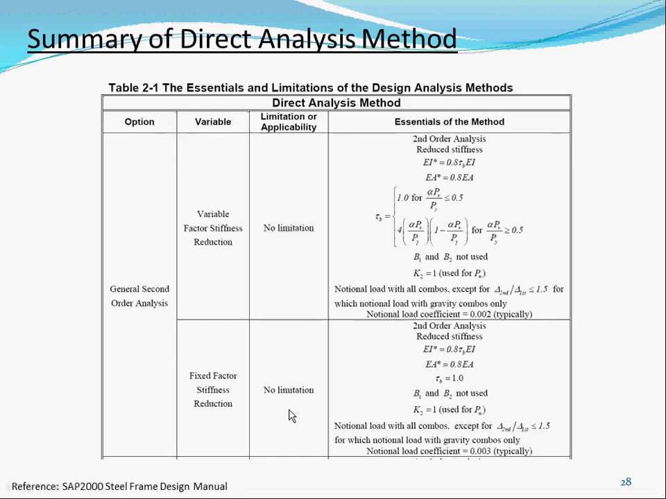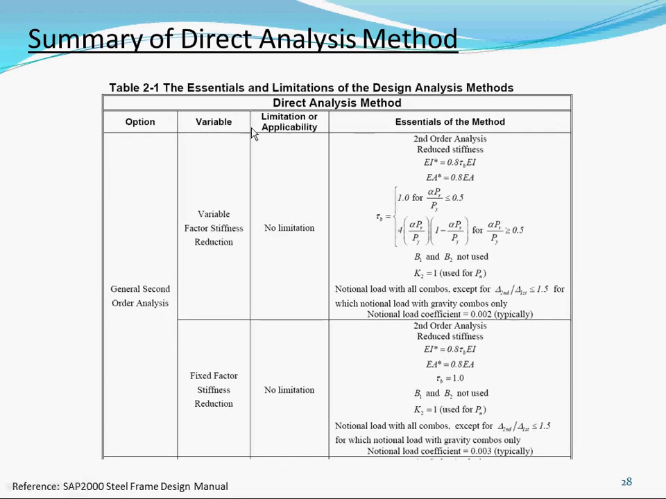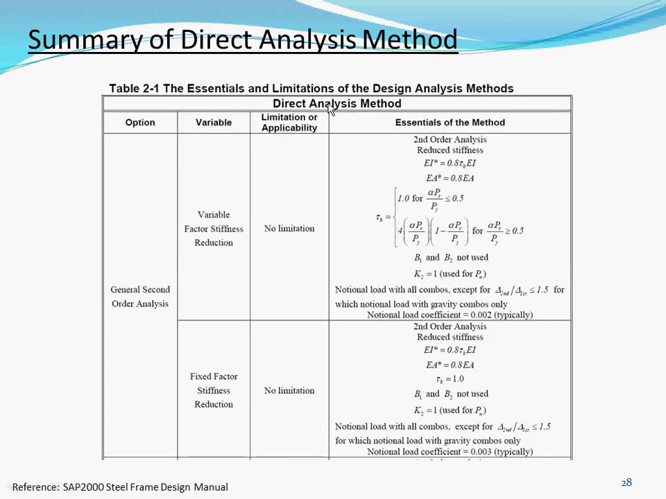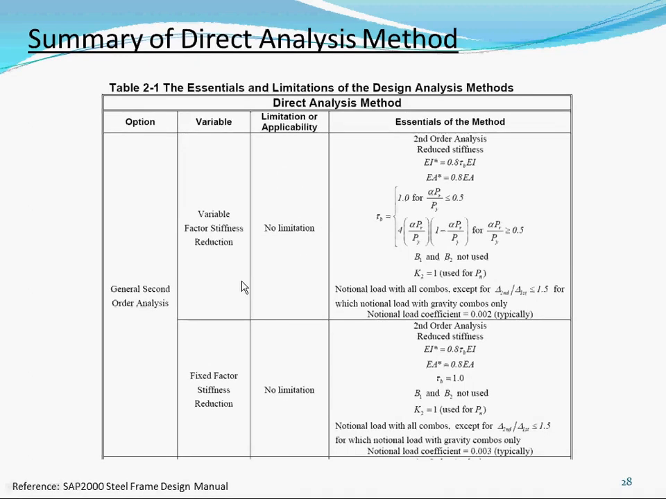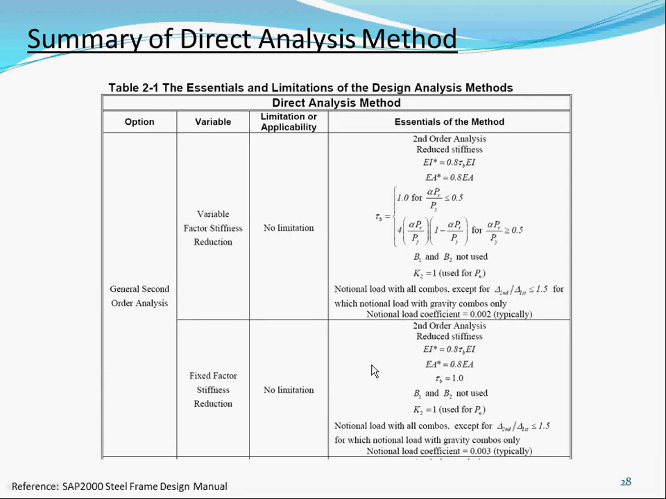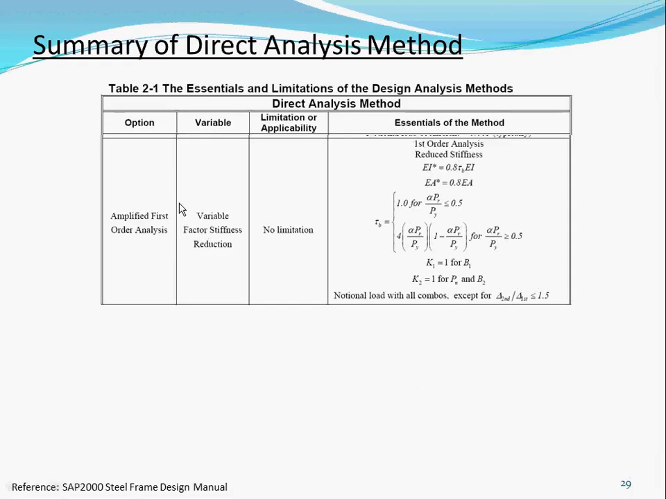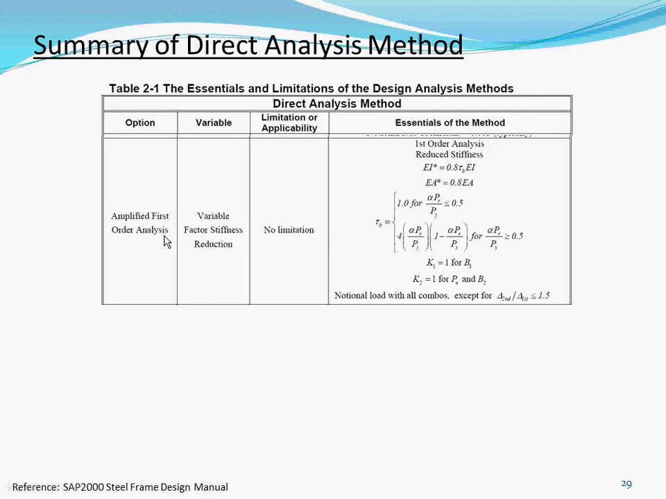Here is from the SAP manual directly. They kind of organized it in a way that's pretty easy to see. This is a direct analysis method. General second order analysis. What are the limitations? What are the variables? So you have to verify that the stiffness reduction, fixed stiffness. Here's second order. What are some of the differences between the two? And this is also a direct analysis. You basically amplify the first order, and you have no limitations when you're applying it.